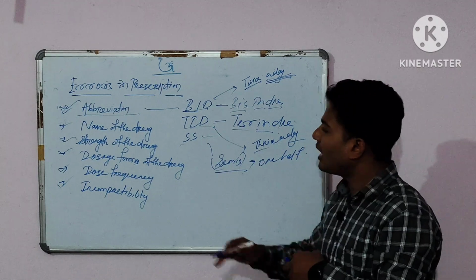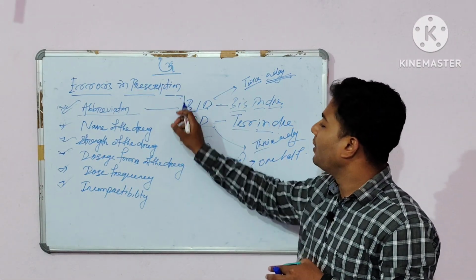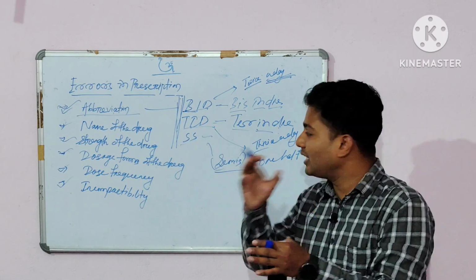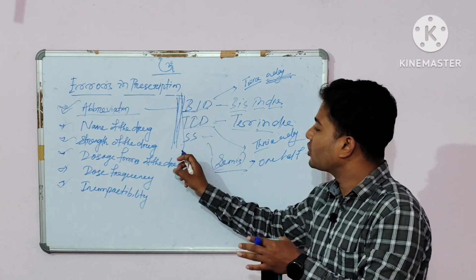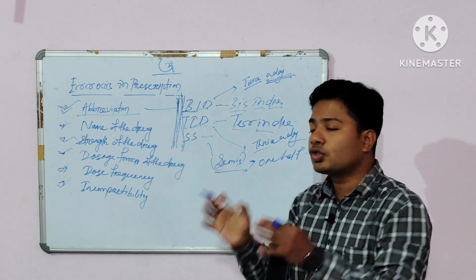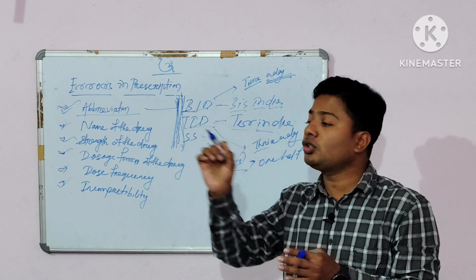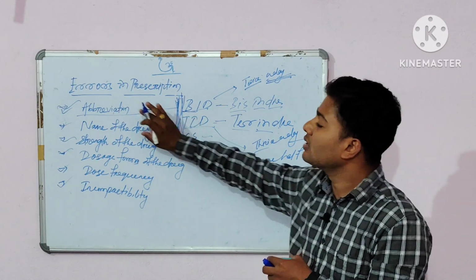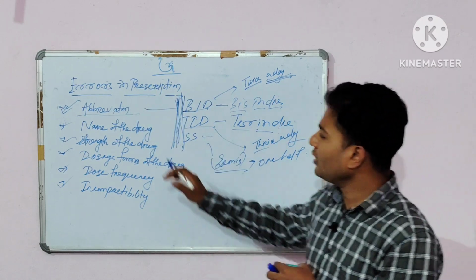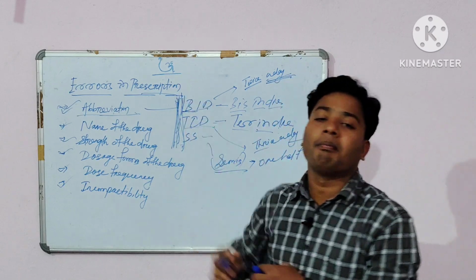So if the physician uses such types of abbreviations, and the pharmacist doesn't know them, then definitely the pharmacist will give wrong information to the patient. Clear? That's why abbreviations cause errors in the prescription.